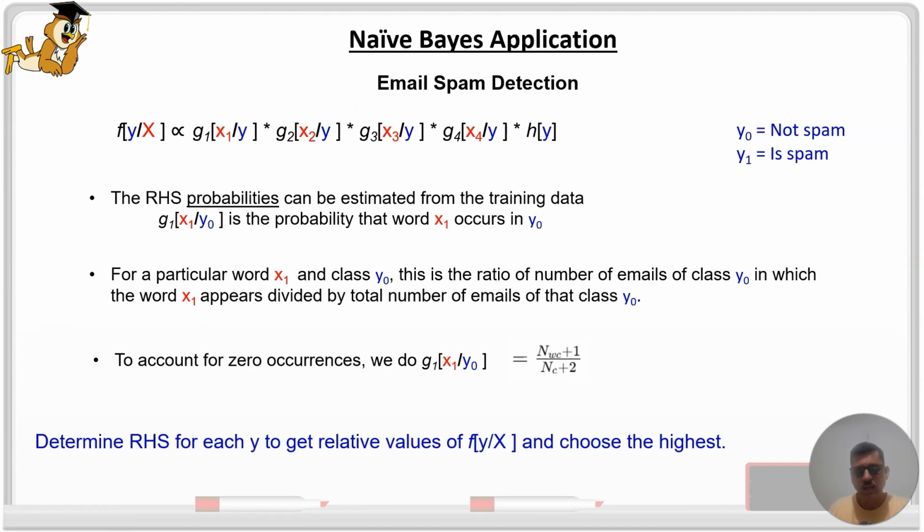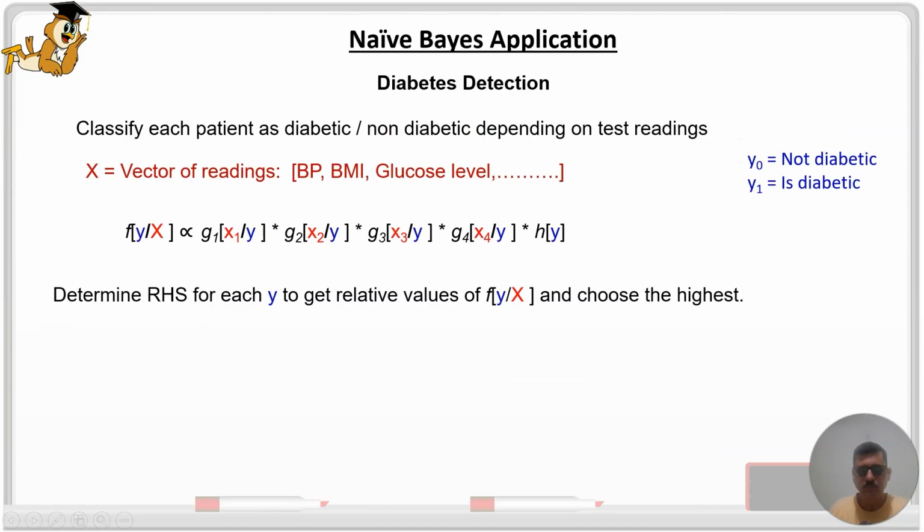Okay, so this is what I have said. Determine the RHS for each y to get the relative values of f of y given x and choose the highest. Another application of naive Bayes could be diabetes detection, where you classify each patient as diabetic or non-diabetic depending upon their test readings. Let's say Y0 is the class of people who are not diabetic, Y1 is diabetic, and let us say your X is the vector of readings: blood pressure, body mass index, glucose level, and so on and so forth. And again, you would do exactly the same thing.